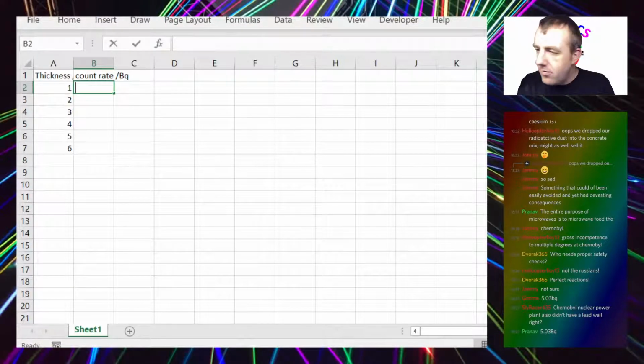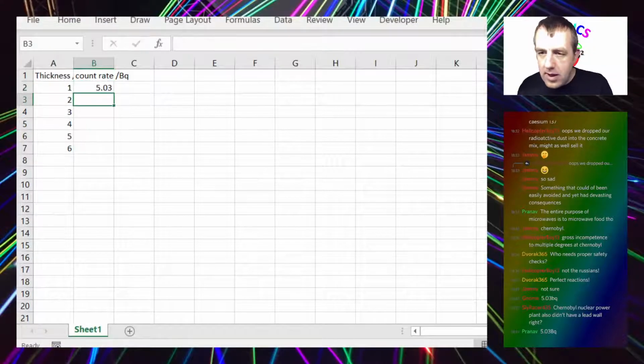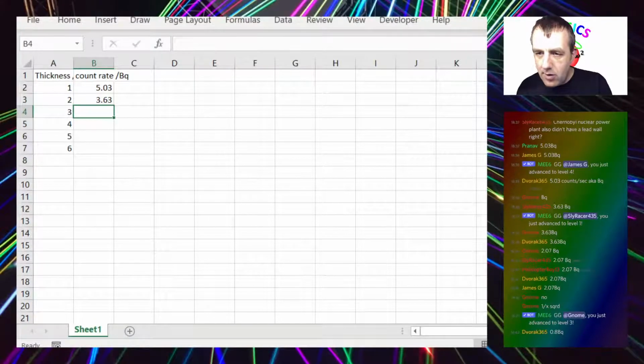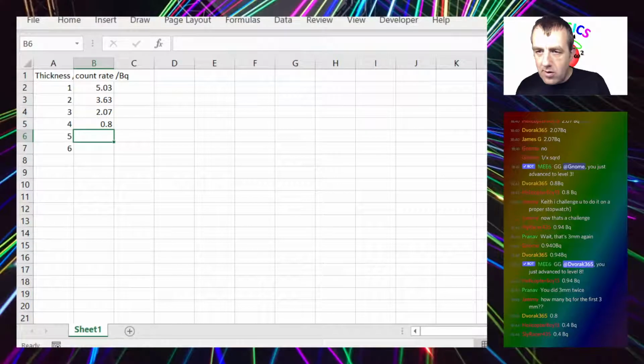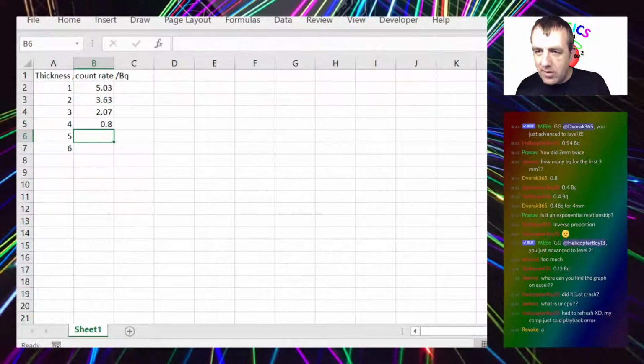5.03. And then it was 3.63. And then it was 2.07. And then it was 0.8. And then it was... it's still 0.8 because I did the one twice because I'm a moron. Then 0.4 for 4 millimeters. Hang on.